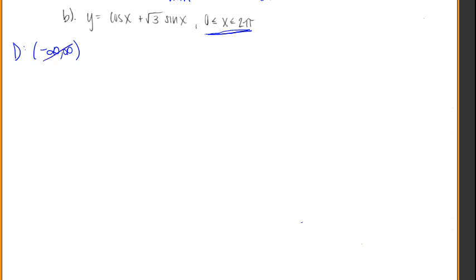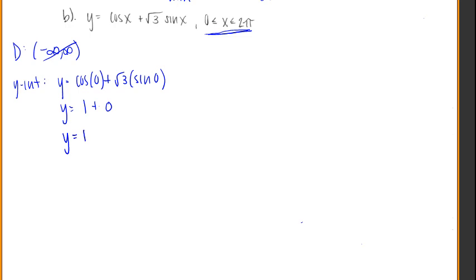Okay. So the next thing we want to do is find our intercepts. How about our y-intercept? The y-intercept is when x is 0. So y is equal to the cosine of 0 plus the square root of 3 times the sine of 0. Cosine of 0 is 1. Square root of 3 times the sine of 0 is 0. So y equals 1 is our y-intercept.